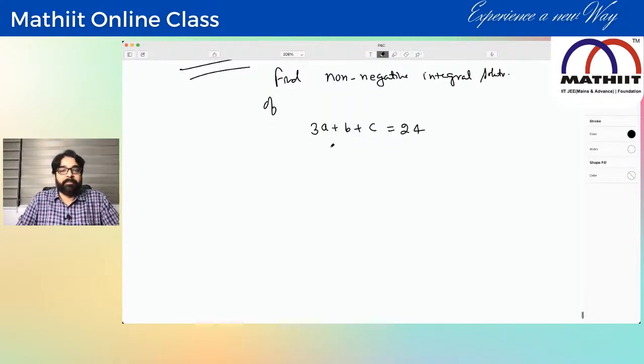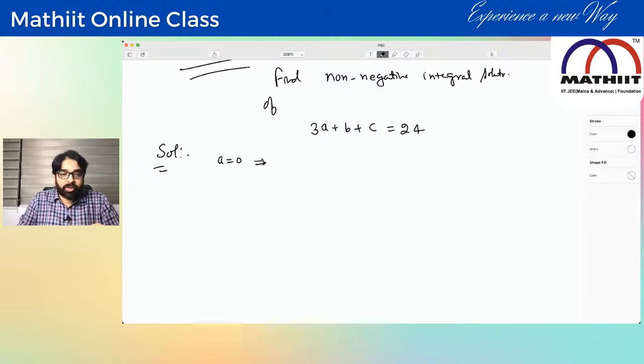In this question, the only key point is that the 3a is there. Because of the 3a, now we have to make cases. Maybe you got the answer, but listen carefully. Here 3a is there, so what I can do is remove this and take the cases. Let's say a equal to 0.